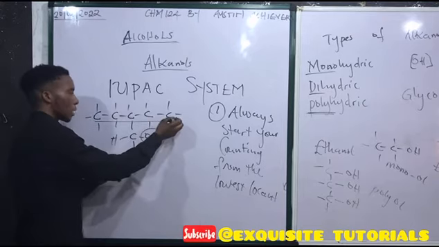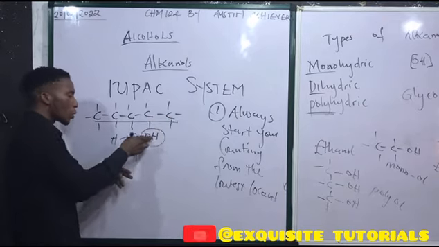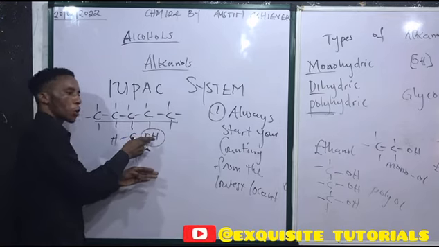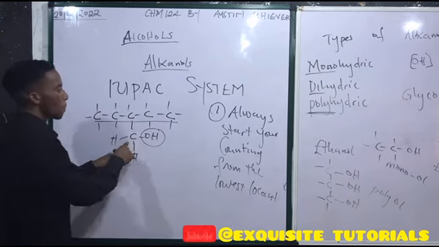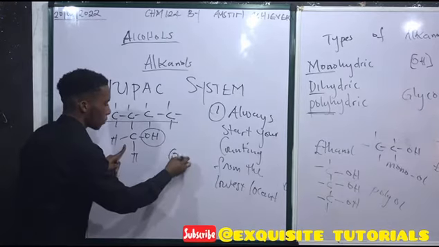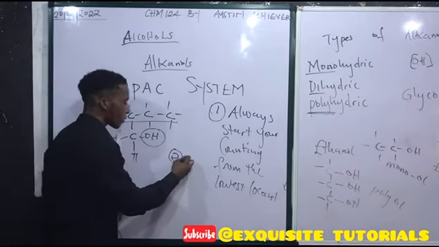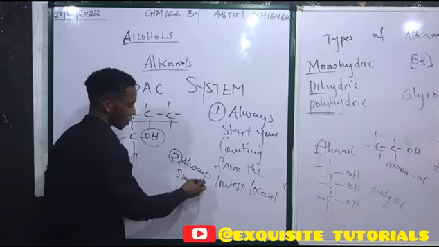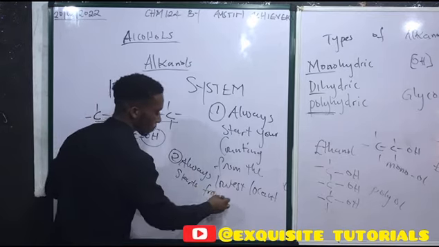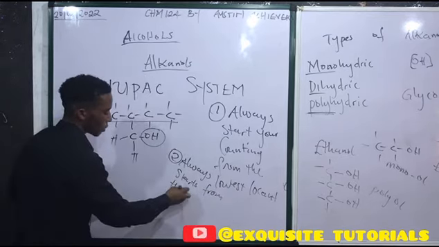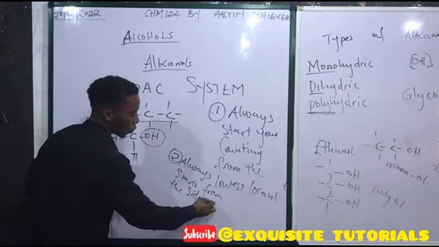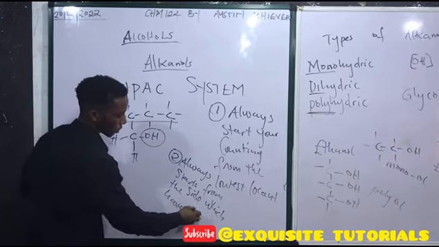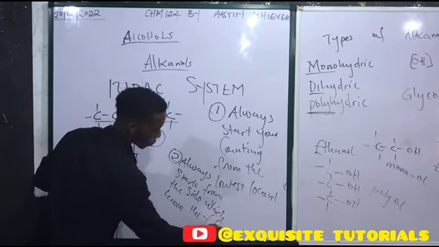We are supposed to start from here, but because we don't want to leave this functional group out, we will start from here. Rule number 2. Always start from the side which has the functional group.